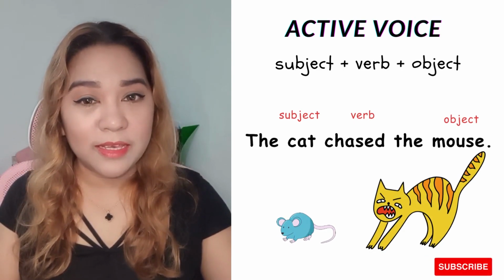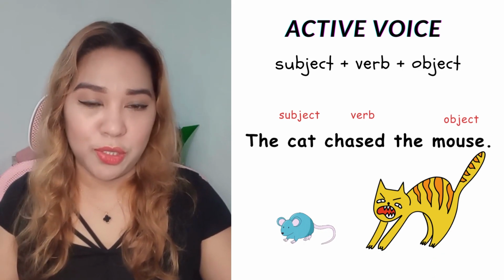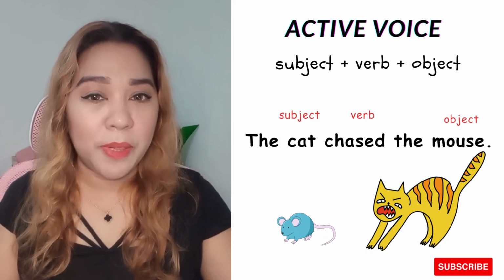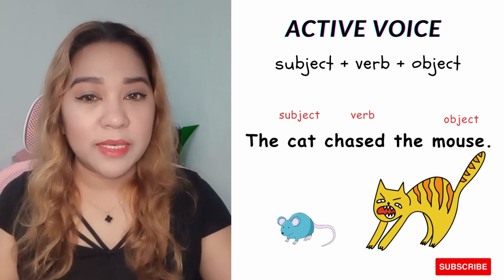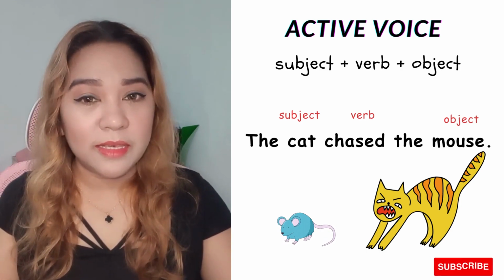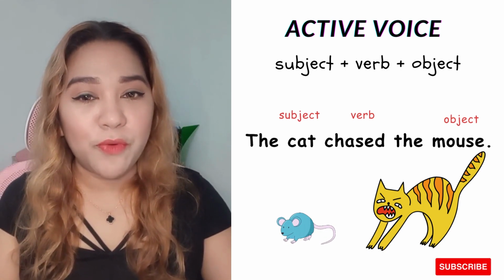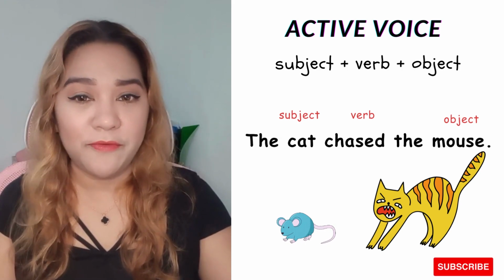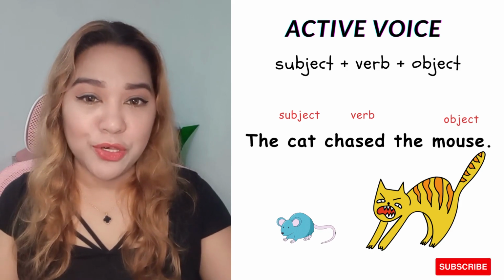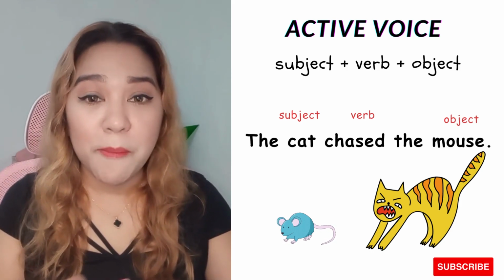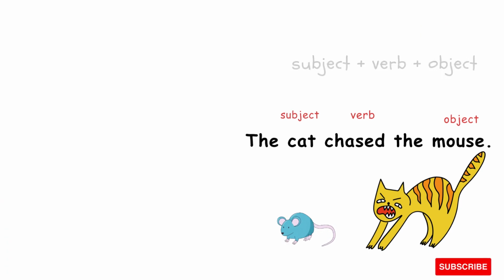The cat chased the mouse. Okay, the cat chased the mouse. Remember our structure, subject plus verb plus object. Now in the sentence, the cat chased the mouse, the cat is the subject, okay? And the cat is the one performing the action. And what is the verb there? Chased, okay? The cat is the one performing the action of chasing the mouse. The mouse is the object, okay?